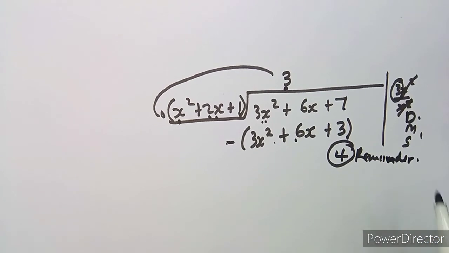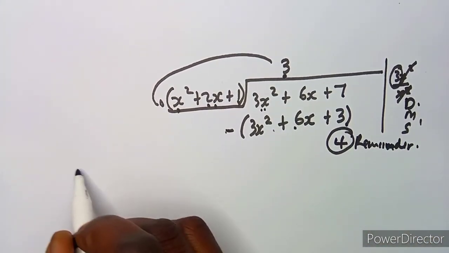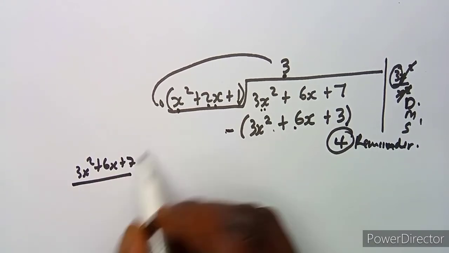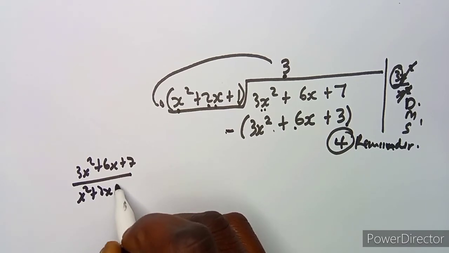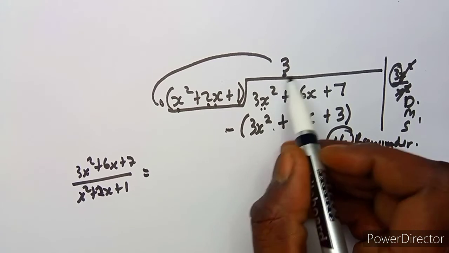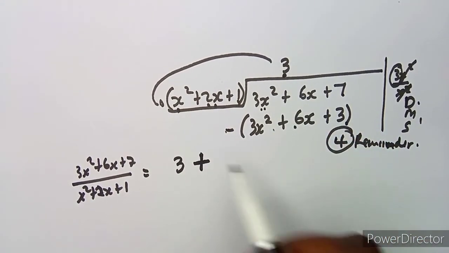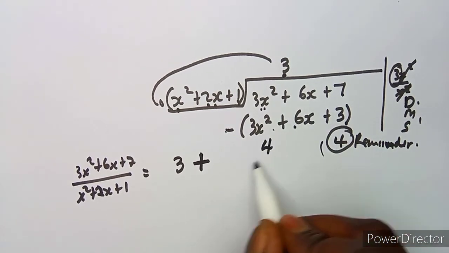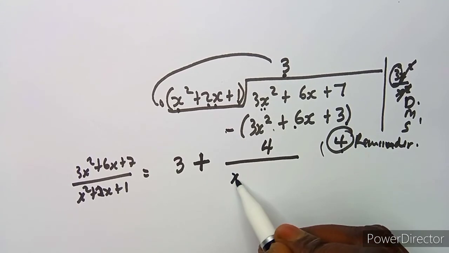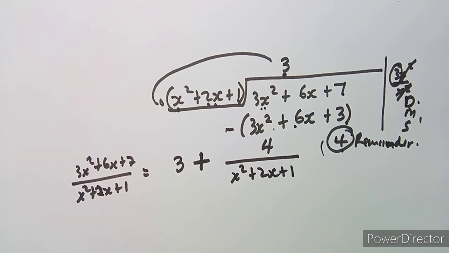This is our remainder. So it means this whole part that we had divided, guys, the 3x squared plus 6x plus 7, that we divided by x squared plus 2x plus 1, it is going to be divided how many times? 3 times, and it gives us a remainder. You add the remainder, a remainder of 4 over what was dividing. We were dividing by x squared plus 2x plus 1. This is what we're using to divide.